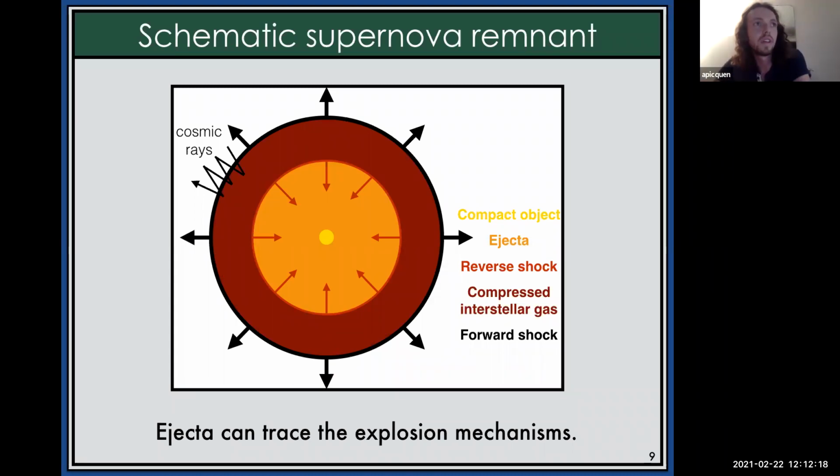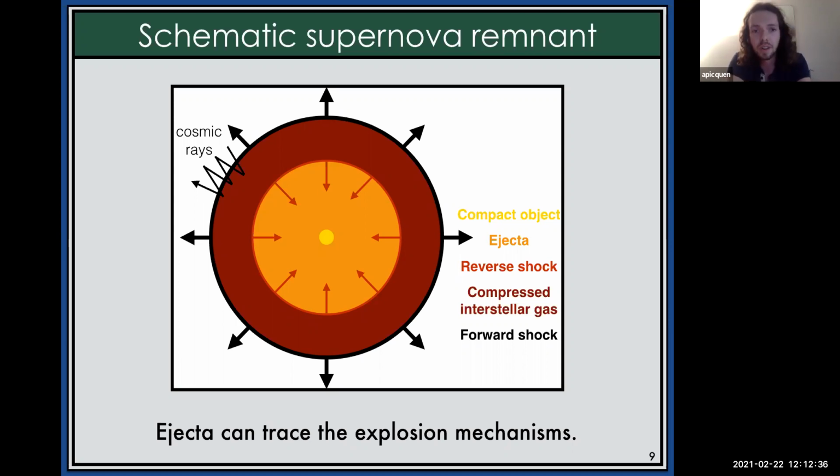So here is a schematic view of a supernova remnant. In the center, we can see the compact object. Mainly it's a neutron star, but in some cases it can be a black hole. Around it, in orange, is the ejecta, that is the matter from the dead star.